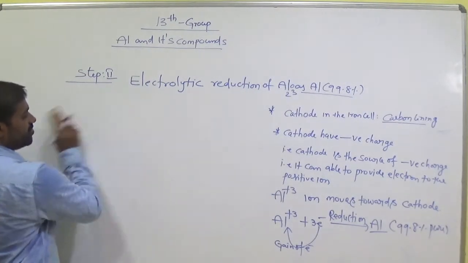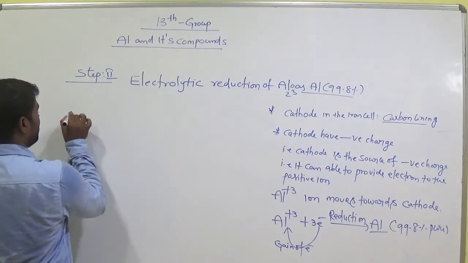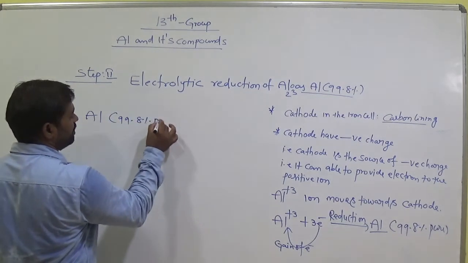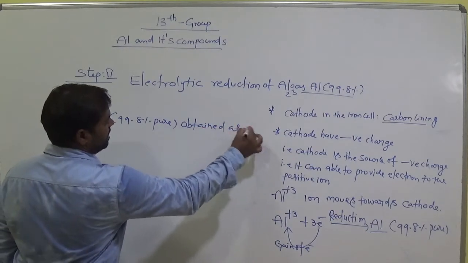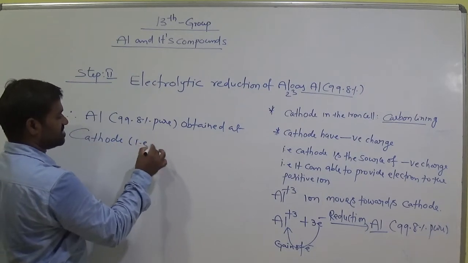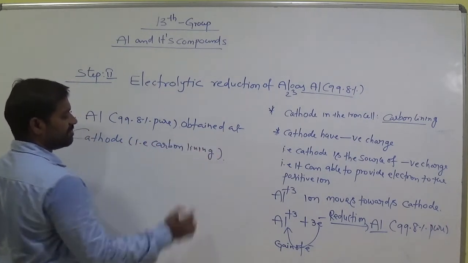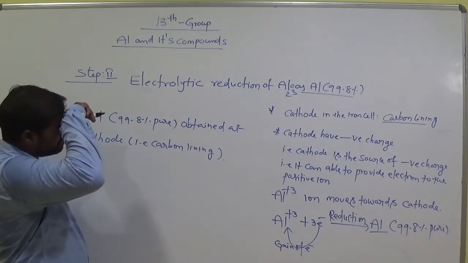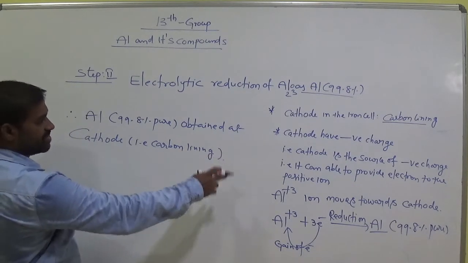Now tell me where aluminium is obtained in that process. Therefore aluminium with 99.8% purity is obtained at the cathode, that is the carbon lining. Am I right? That process is called reduction. Clear students up to now? These are the reactions that take place at the cathode. Now let us come to the ionization.